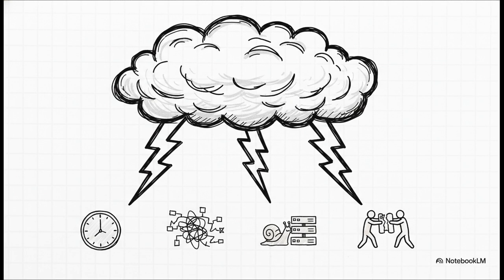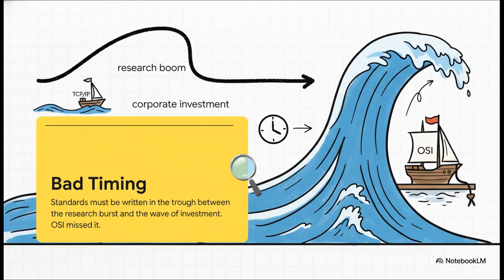Let's start with what might be the biggest reason of all: timing. You see, when it comes to tech standards, timing is everything. There's this tiny little window you have to hit, right after the initial research boom, but before the big wave of corporate investment. And OSI, it just completely missed that window. By the time its standards were finalized, universities and developers all over the world had already started building on, using, and pouring money into TCP/IP. That ship had already sailed.